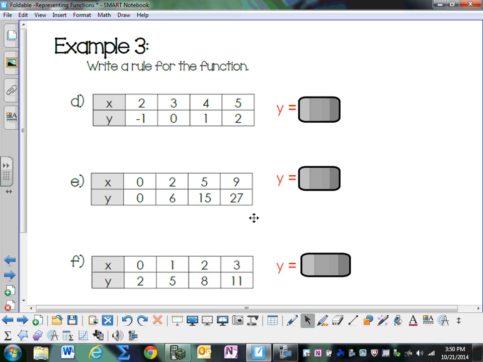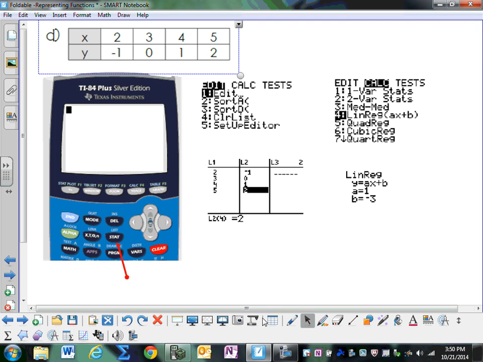Example 3, write a rule for the function. We'll be writing a rule for the function today using the graphing calculator. Before we begin, let's review what we'll be doing. We'll be taking the data in our table, entering it into the statistics mode. So we'll be using the statistics button here, also known as stat. We'll be editing our list and entering the data into list 1 and list 2. We'll then go back to the stat key, select calculate the linear regression, and this will be our solution, our equation.